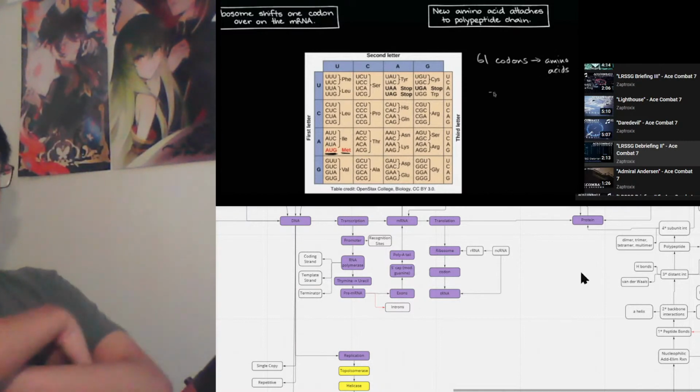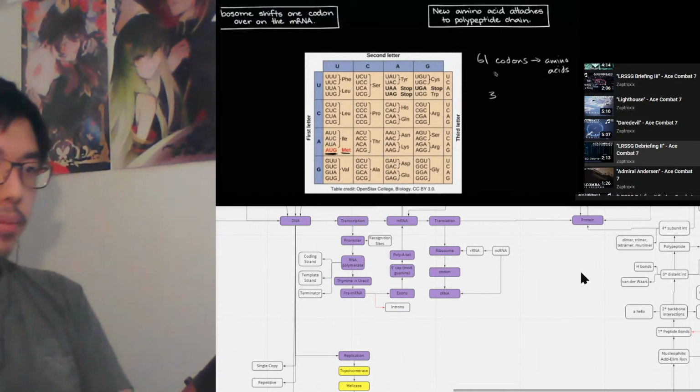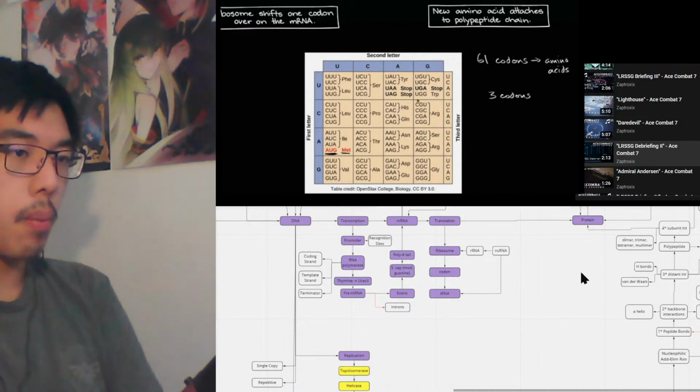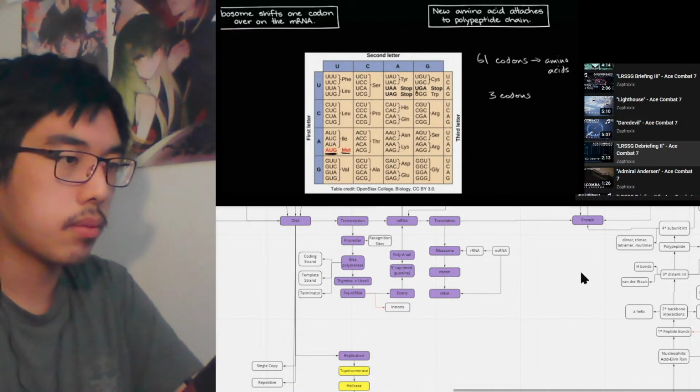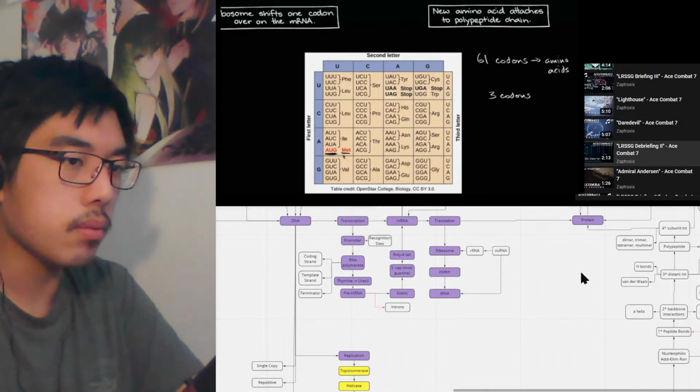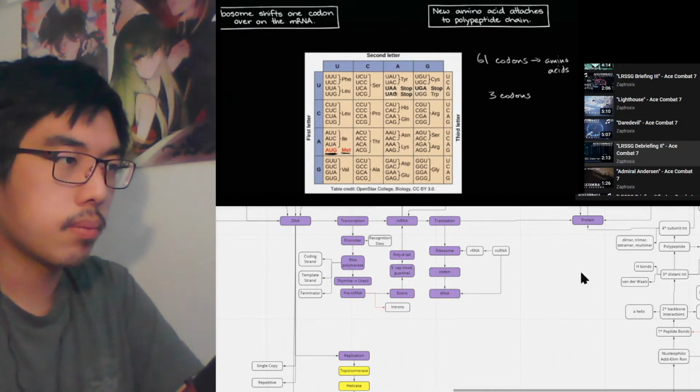And 3 play a role that essentially tells the ribosome to stop. 3 codons are stop codons, and you can see them right over here. UAA, UAG, UGA. That's how the ribosome knows to stop translating. So AUG, that's a start codon, and it codes for methionine. So that lets you know that, well, these polypeptide chains are going to start with methionine, and then these characters tell it where to stop.